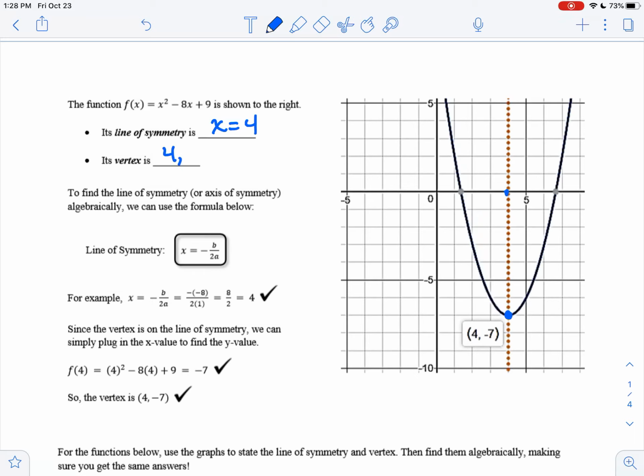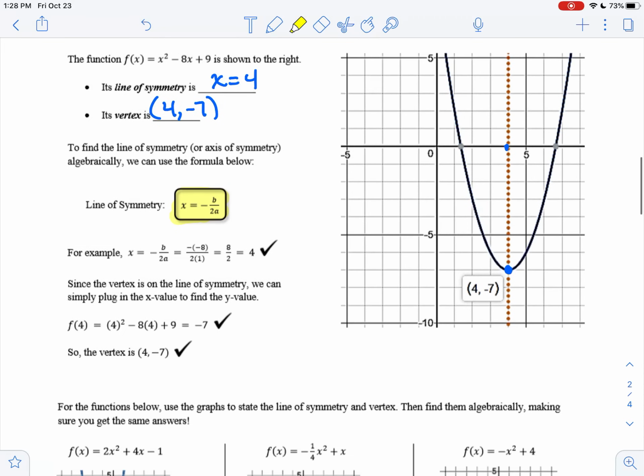Now the vertex lives on the line of symmetry, and it's actually right here at the point 4, -7. Okay, now we have a shortcut way that we can find the x value of that vertex, or find the equation of the line of symmetry. So you're going to want to remember this little formula right here for the line of symmetry. It's x equals negative b over 2a. And it's just a little formula that will help you discover the line of symmetry and then use it to find the y value of the vertex.